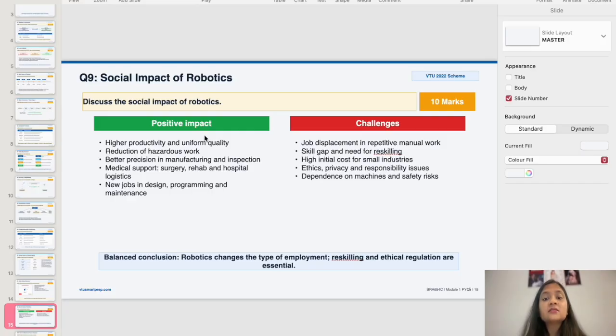So the balanced conclusion is that robotics does not simply remove jobs, it changes the types of jobs. Reskilling is very, very important. I repeat, the balanced conclusion is that robots do not simply remove jobs, they change the types of jobs. So what is important is reskilling. Reskilling is very important in this.